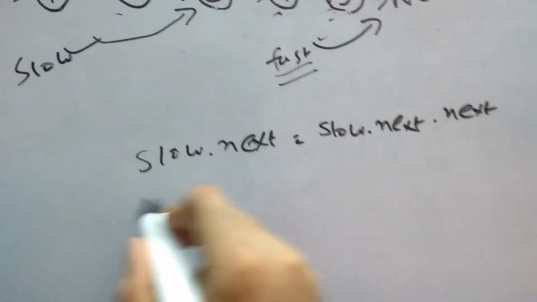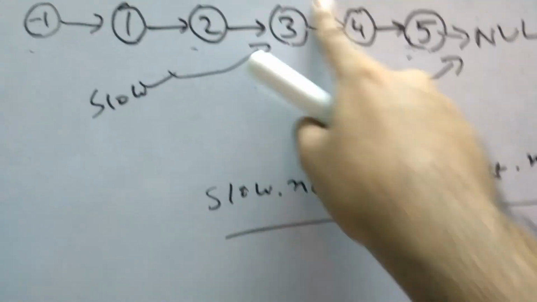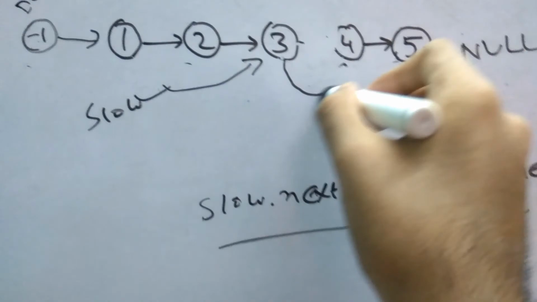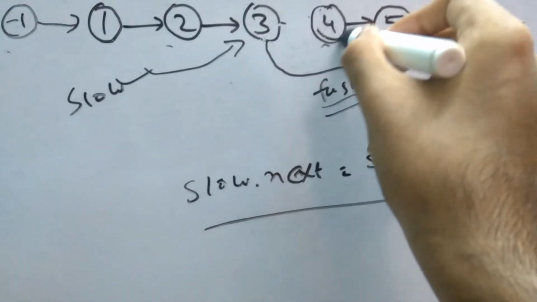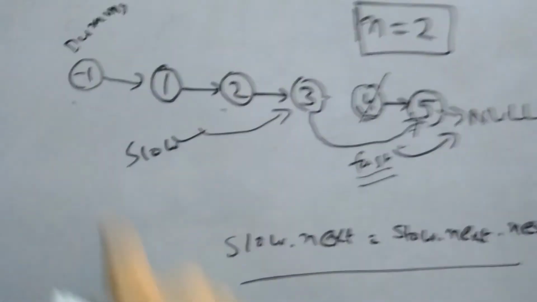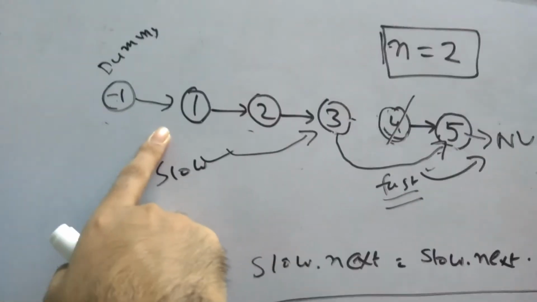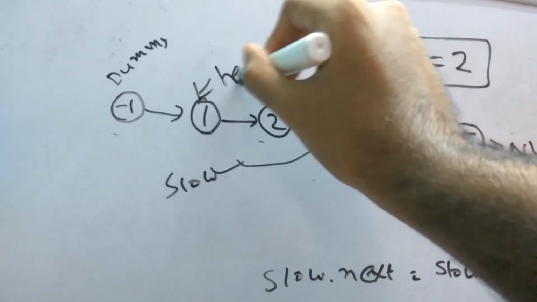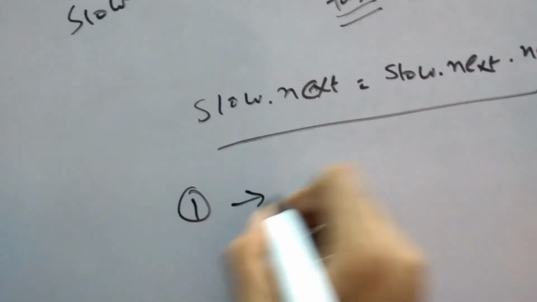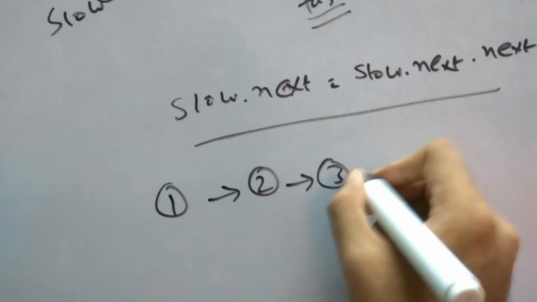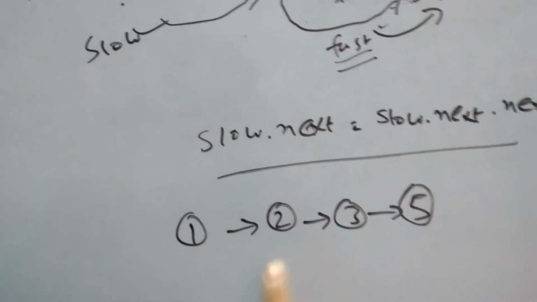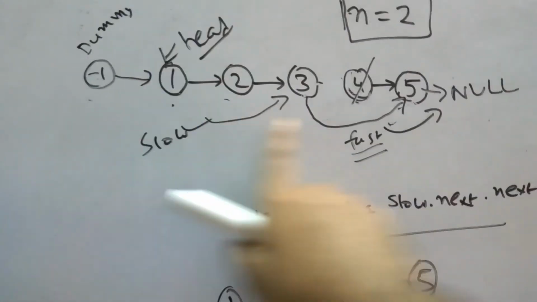equal to slow dot next dot next. So basically this line makes the slow pointer's next node point to its next dot next. So this node will be deleted from the linked list, and whenever we have to return the answer, we will return dummy dot next, because this is our head. The new linked list will now look like 1, 2, 3 and 5. 4 is deleted.